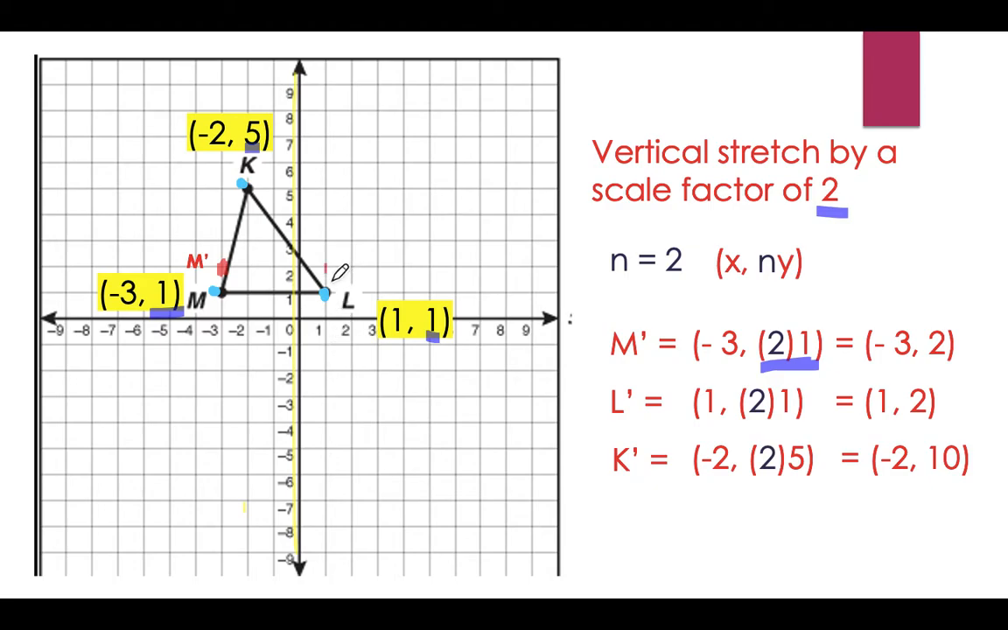So I'm going to go to my x-axis and identify where 1 is. It's a +2, so I'm going to go up 2. So this is where L prime is. And then last but not least, I have K prime, which is at -2, 10. So again, I'm going to go to the x-axis, identify where -2 is, and then go up 10 units. I'm going to label that as K prime. And notice when you connect the dots, you have a shape that was vertically stretched by a factor of 2.